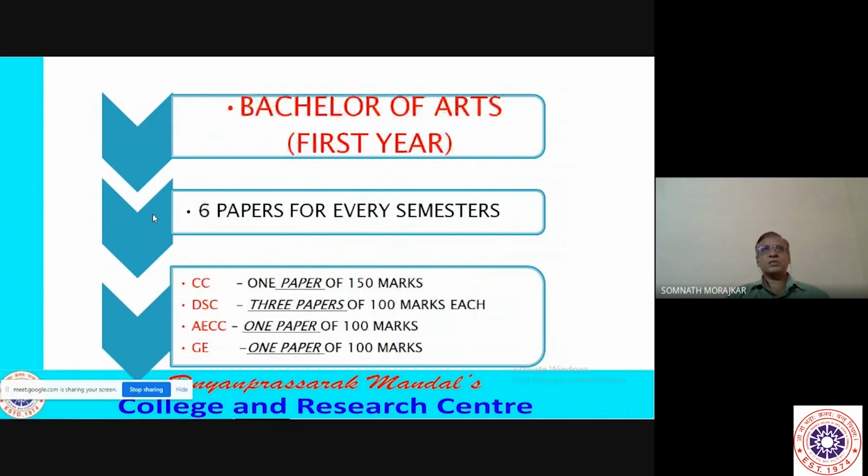In case of Bachelor of Arts, that is BA, you have to learn 6 papers for every semester. These 6 papers will consist of core course, one paper of 150 marks, discipline specific course, 3 papers of 100 marks each, ability enhancement compulsory course, one paper of 100 marks, and generic elective, one paper of 100 marks. So again, the total comes to 26 credits.